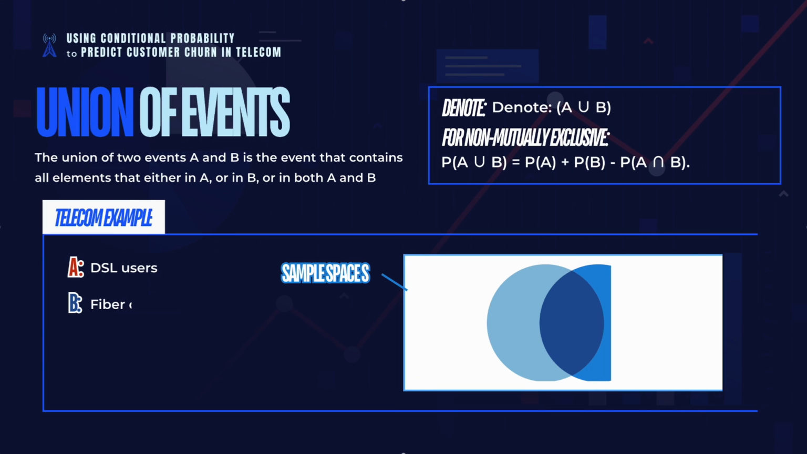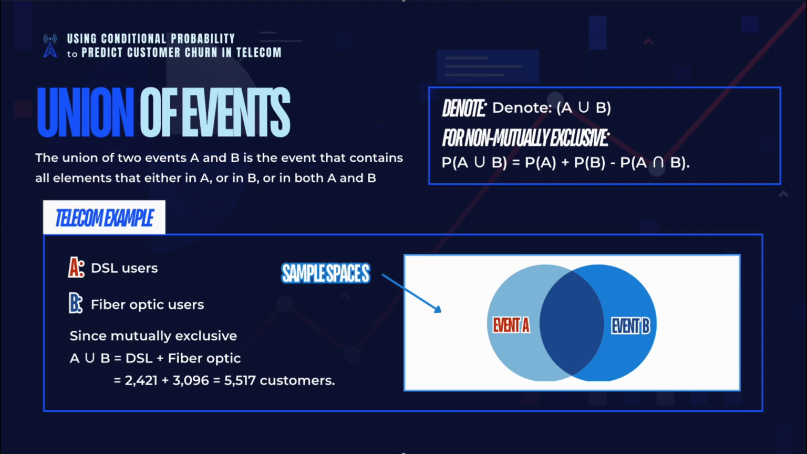And union of events. They are the event that contains all the elements that are either in A or in B or in both A and B. So for A as DSL users and B as fiber optic users, since they are mutually exclusive, if I do A union B, it's going to be DSL plus fiber optic, which is equal to 5,517 customers.